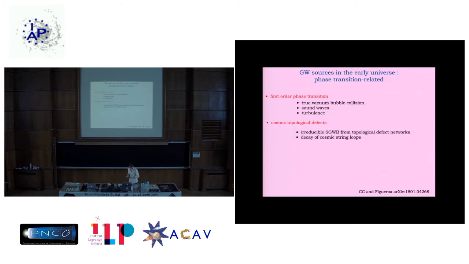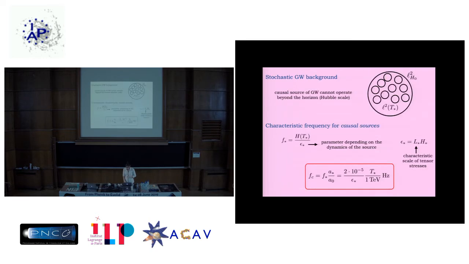And then there are other generation mechanisms in the early universe not connected with inflation, but connected with some high energy phase transition, like the presence of a first order phase transition or a phase transition leading to topological defects. So I will give you a few examples of sources and the signal they can produce. But first of all, let me tell you a bit more generally what we expect from the early universe.